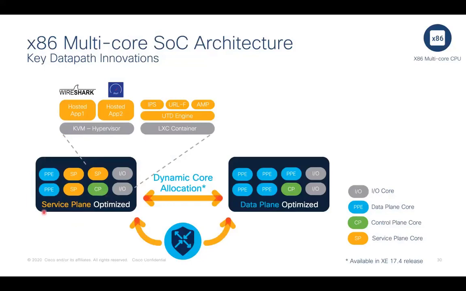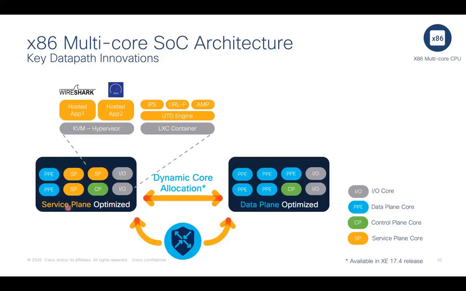For example, let's focus on the left side here. We have a service plane optimized 8-core chipset here. You get one control plane core as shown in green here. You get 2 IO cores which are responsible for packet manipulation in terms of associating a packet with a thread and things like that. You get 2 dedicated PPEs, packet processing engines, which are responsible for applying forwarding features from ingress and egress point of view. And you have 3 dedicated cores for service plane cores. So this is an example of an 8-core chipset which is orchestrated in service plane optimized mode.